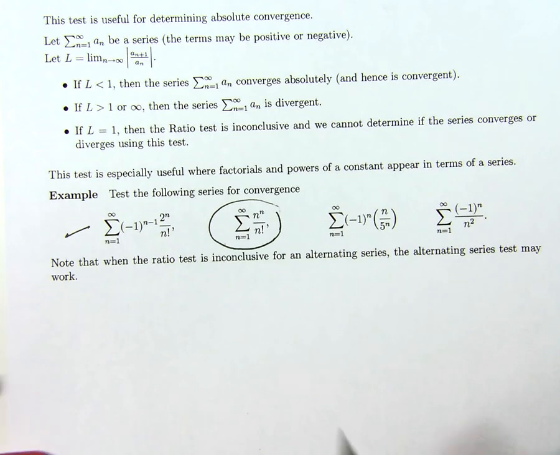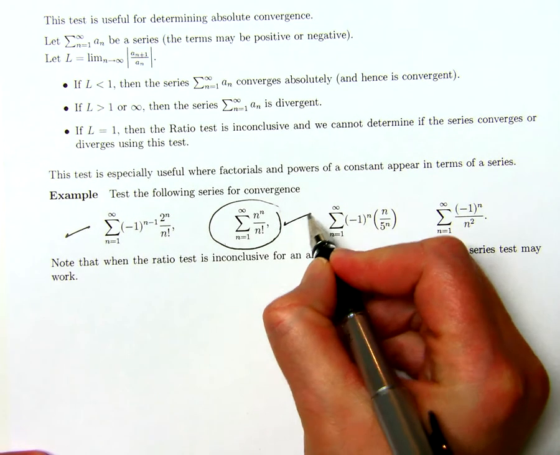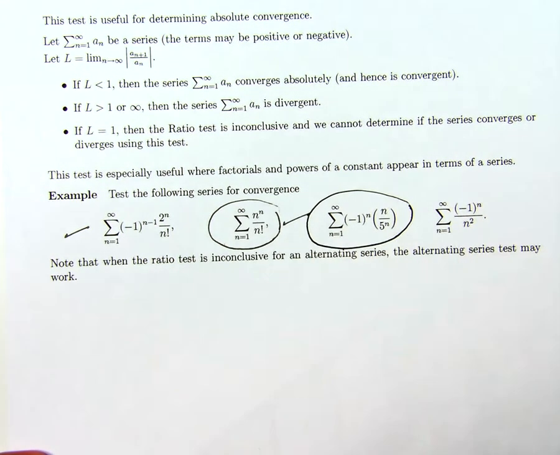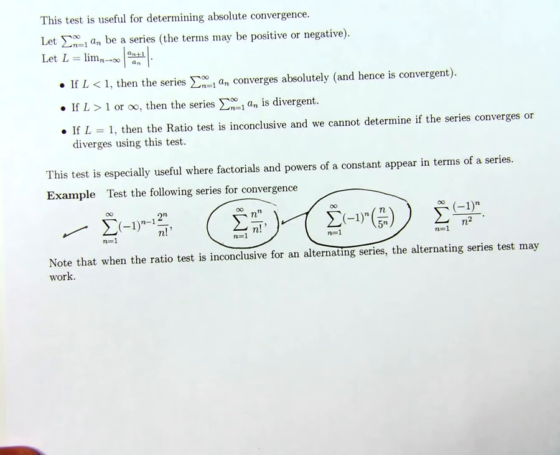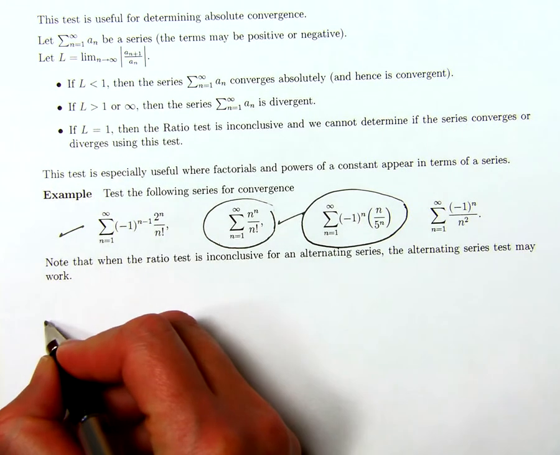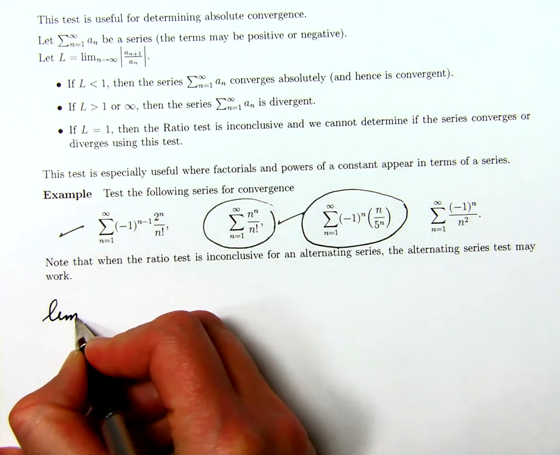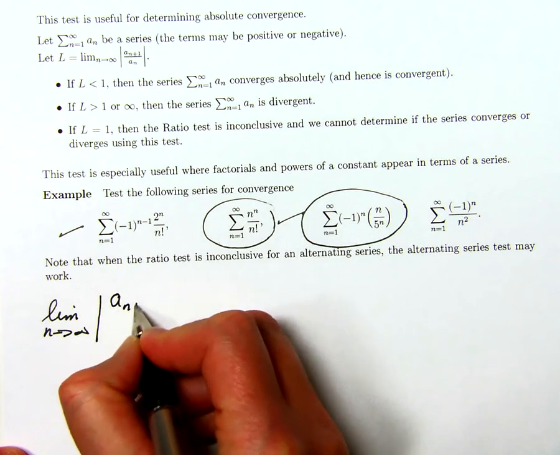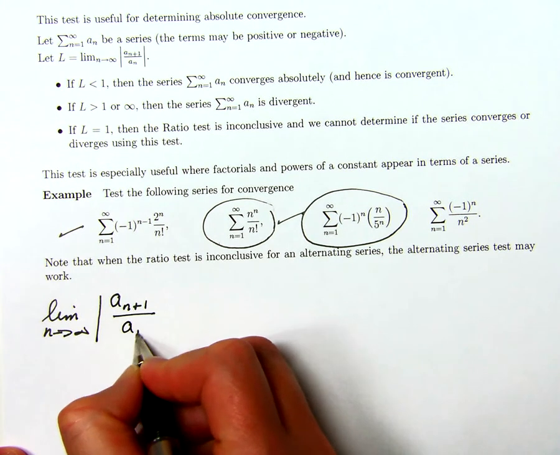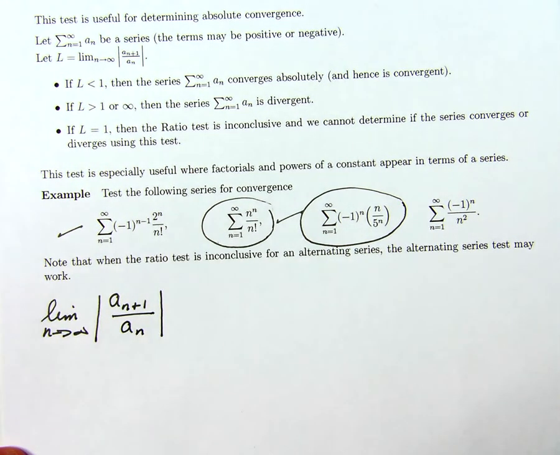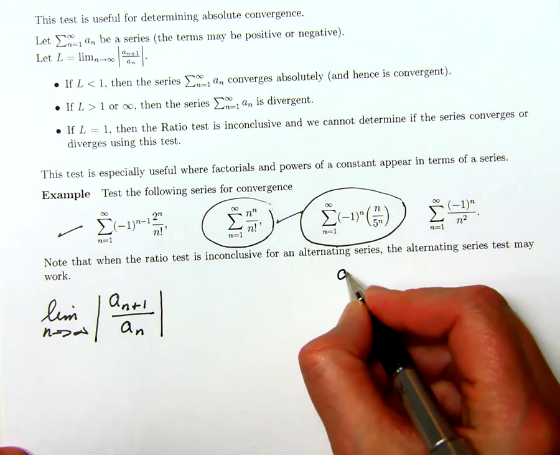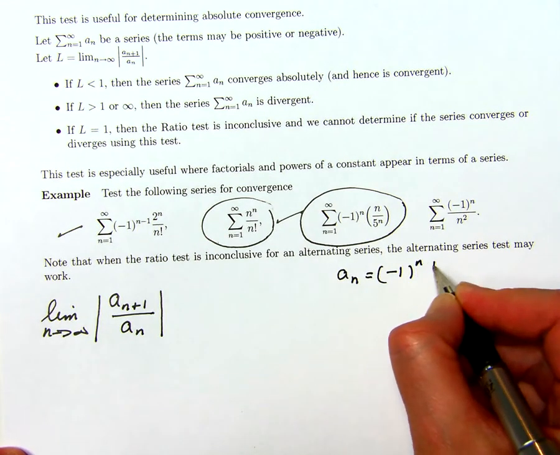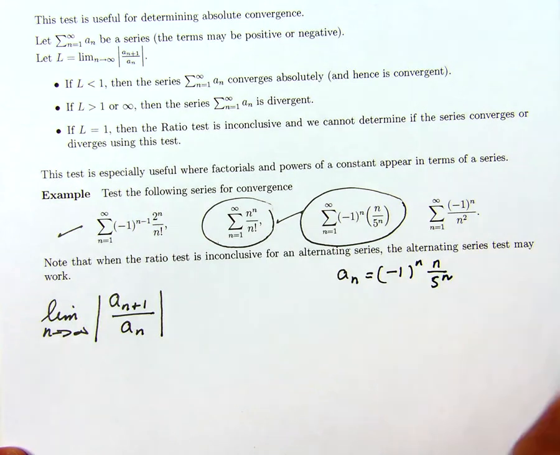Okay, we're going to do our third example of the ratio test. We've already figured out this one and this one, and now we're going to focus on this third one. So we need to calculate the limit as n goes to infinity of the absolute value of a_(n+1) over a_n. Now our a_n here is (-1)^n times n over 5^n.